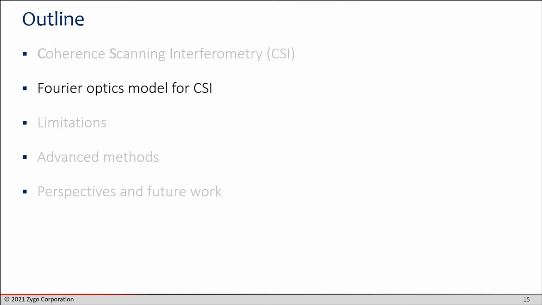Now that we've covered coherence scanning and interferometry, let's go back to our outline and tackle the problem of modeling the kinds of signals that we expect to see with CSI.